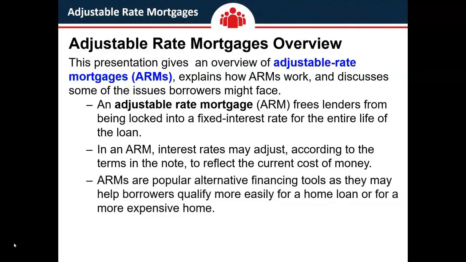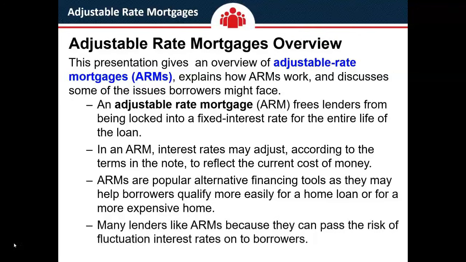ARMs are a popular alternative financing tool, as many help borrowers qualify more easily for a home, or even help them to qualify for a more expensive loan, because usually with an adjustable rate mortgage, the rate starts a little bit lower than with the fixed rate mortgage. Many lenders like ARMs because they can pass the risk fluctuation on to the borrowers instead of absorbing some of that themselves. So that's why lenders prefer or like ARMs in certain situations.